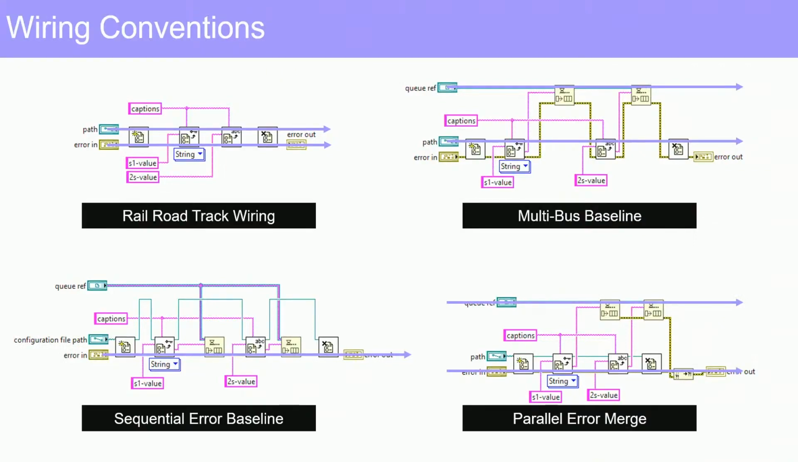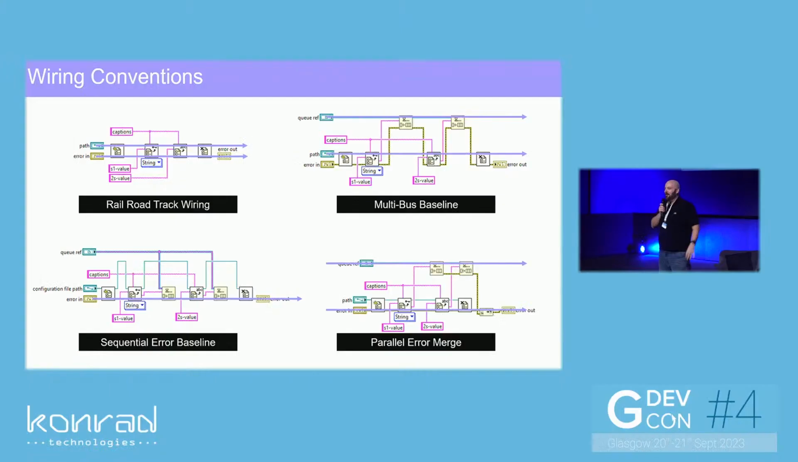multi-bus, sequential, or parallel merge. If we go top left, right, bottom left, right as 1, 2, 3, 4. Shout out to who here's using railroad tracks whenever possible? Who here defaults to the multi-bus baseline, where you're having your error wire snake up and down? Yep. Who here keeps the error wire as one flat line through your entire code? Boo. And who likes the parallel error merge? Yeah, sometimes. All right, a few of you.